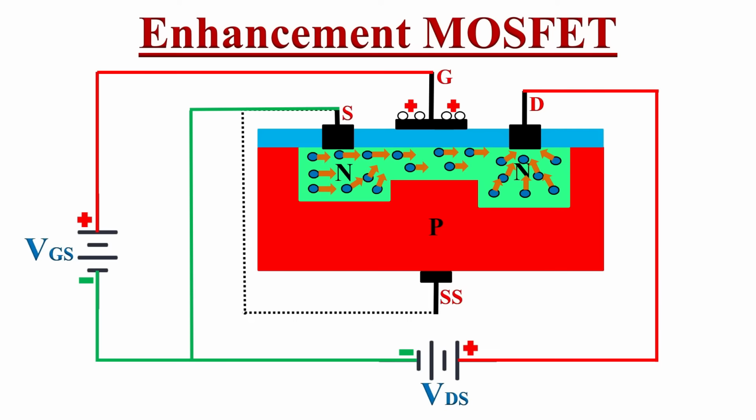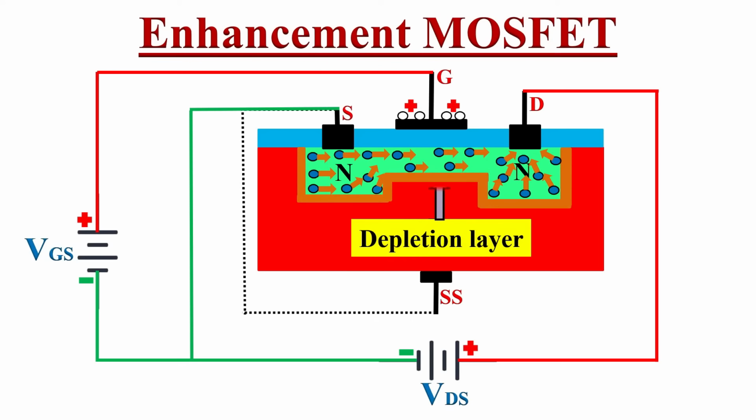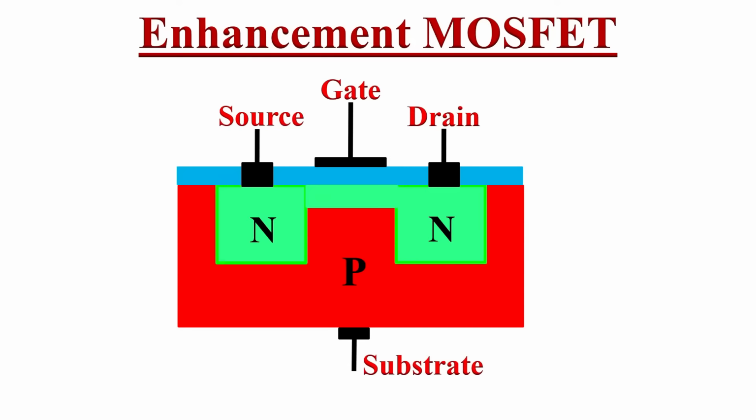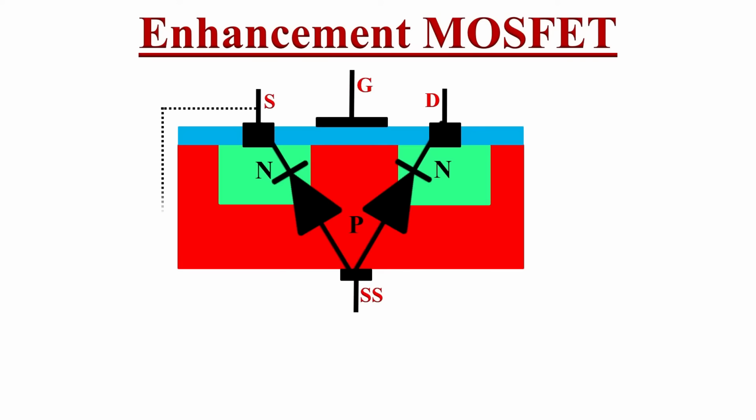But along with this channel, there will be a depletion layer around this channel because if you observe, there are two PN junctions in this MOSFET. But here source and substrate terminals are internally connected. So only one PN junction is formed in this MOSFET, that is between drain and substrate.